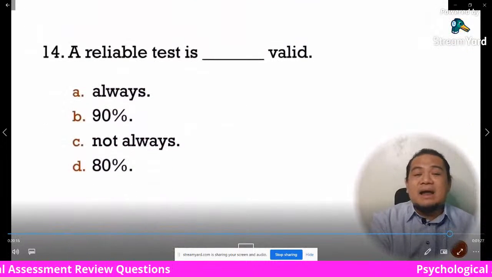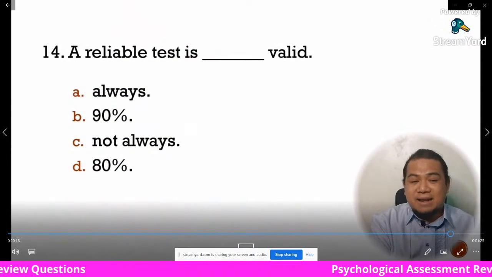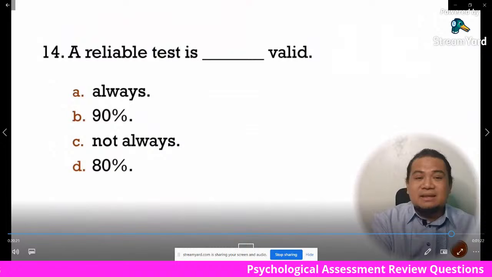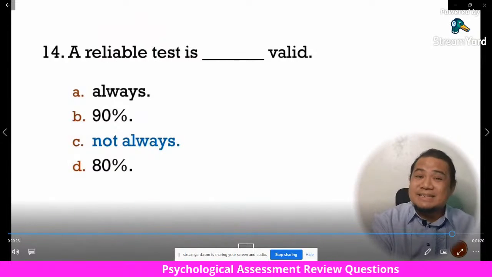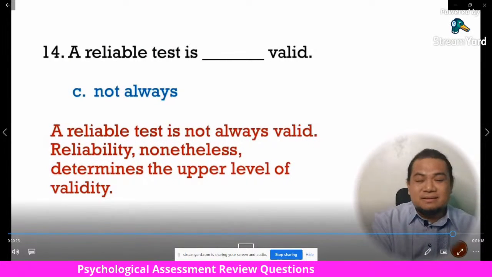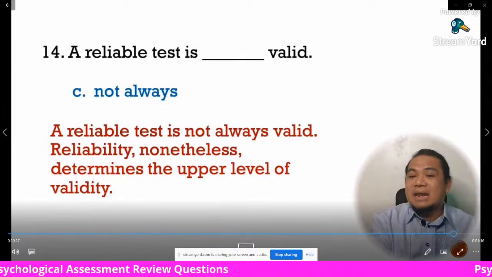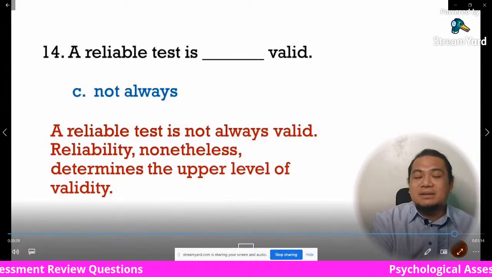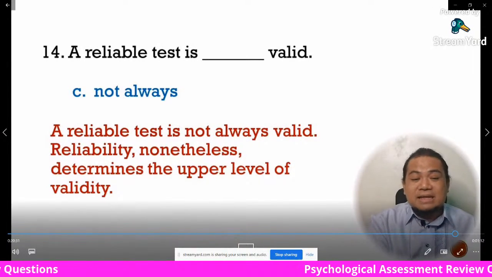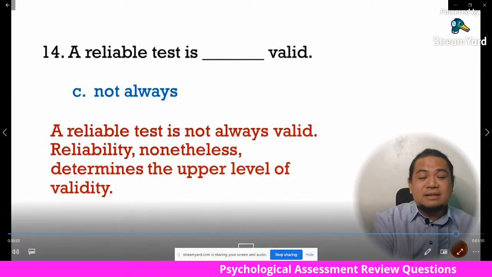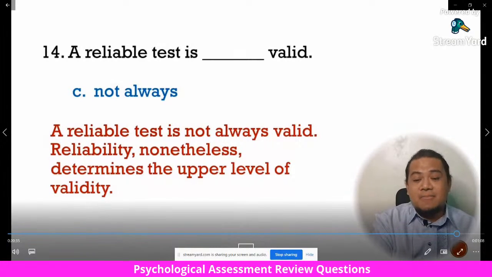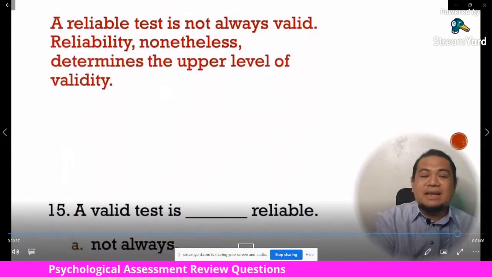Number 14, a reliable test is blank valid. The answer is not always, letter C. Again, shout this out loud, a reliable test is not always valid. Reliability nonetheless determines the upper level of validity.